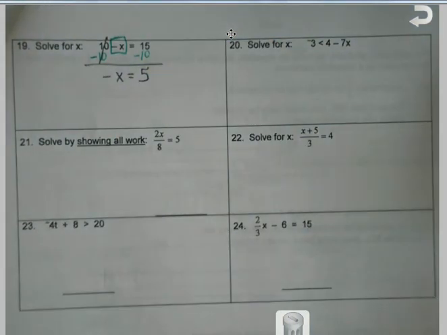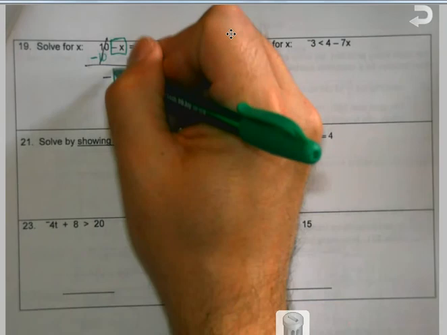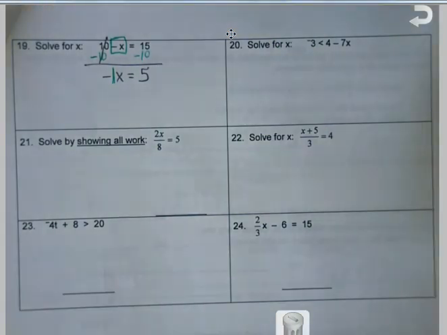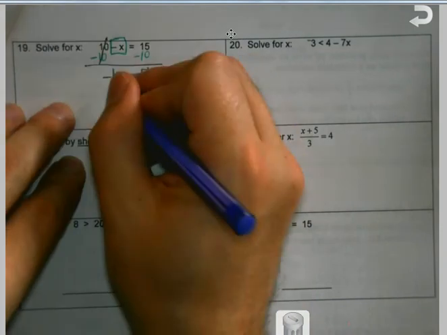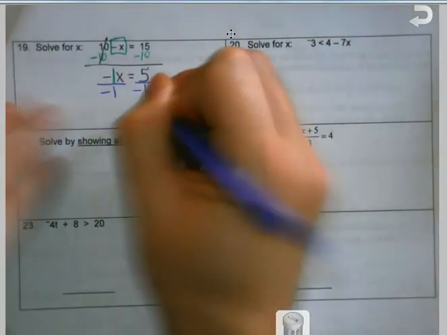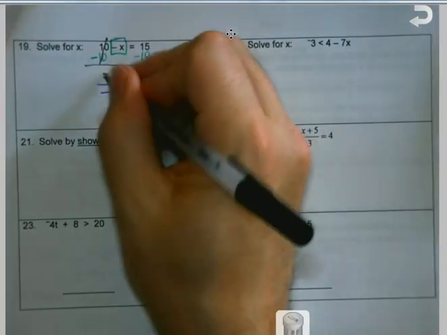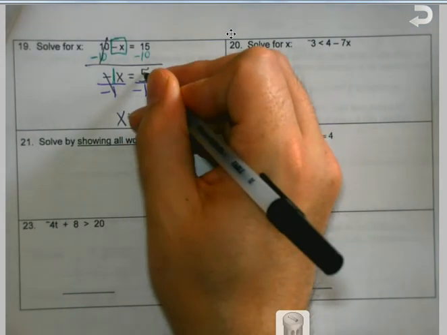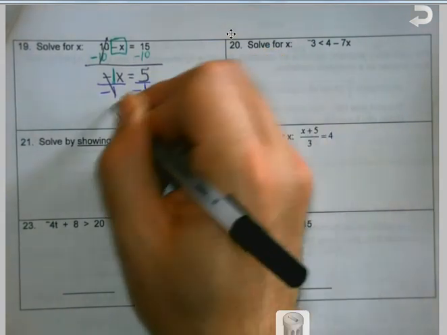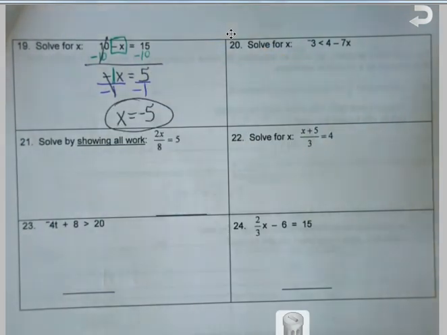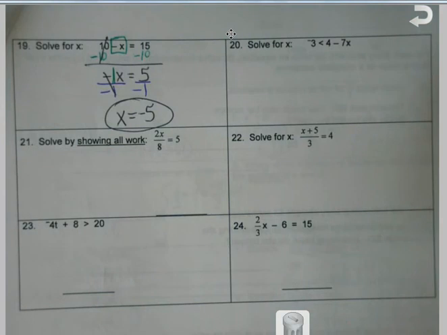Now my X isn't quite alone because that negative is like having a negative 1 there. So I got negative 1 times X equals 5. What's my last undo to get x by itself? Divide by -1. Make sure I get the negative, because otherwise my sign might get messed up. And a positive divided by a negative is a negative. You're like, all right, yeah, I suppose. Not too awful.